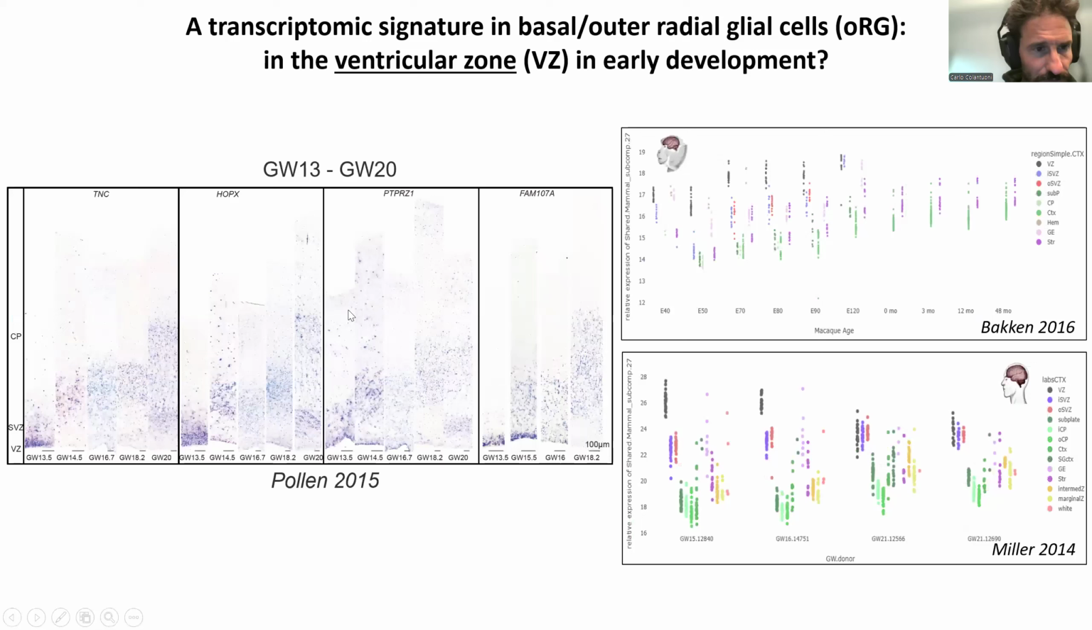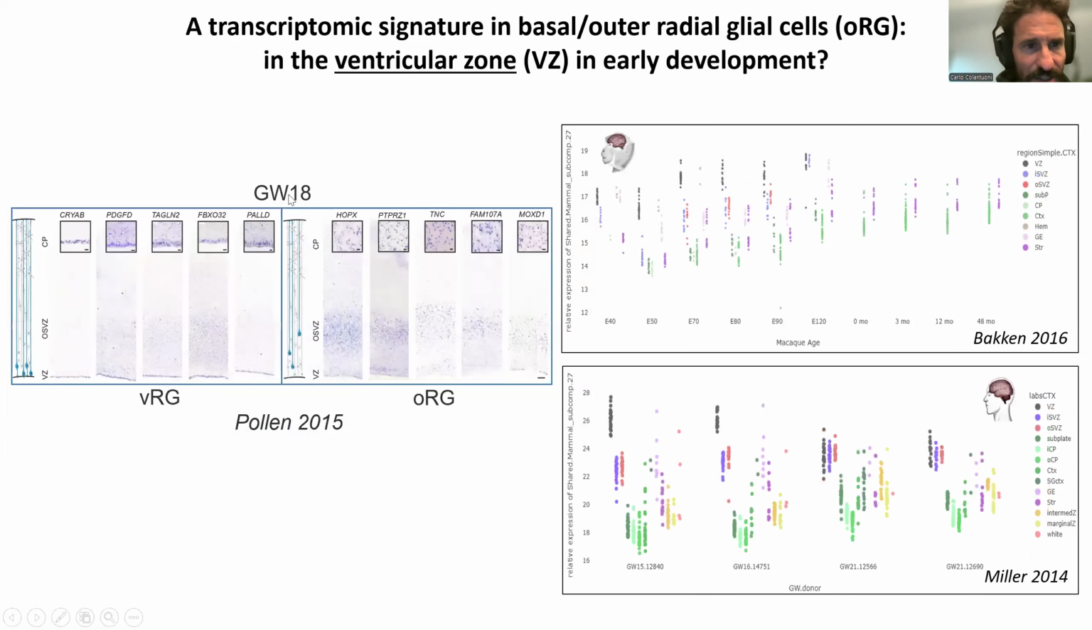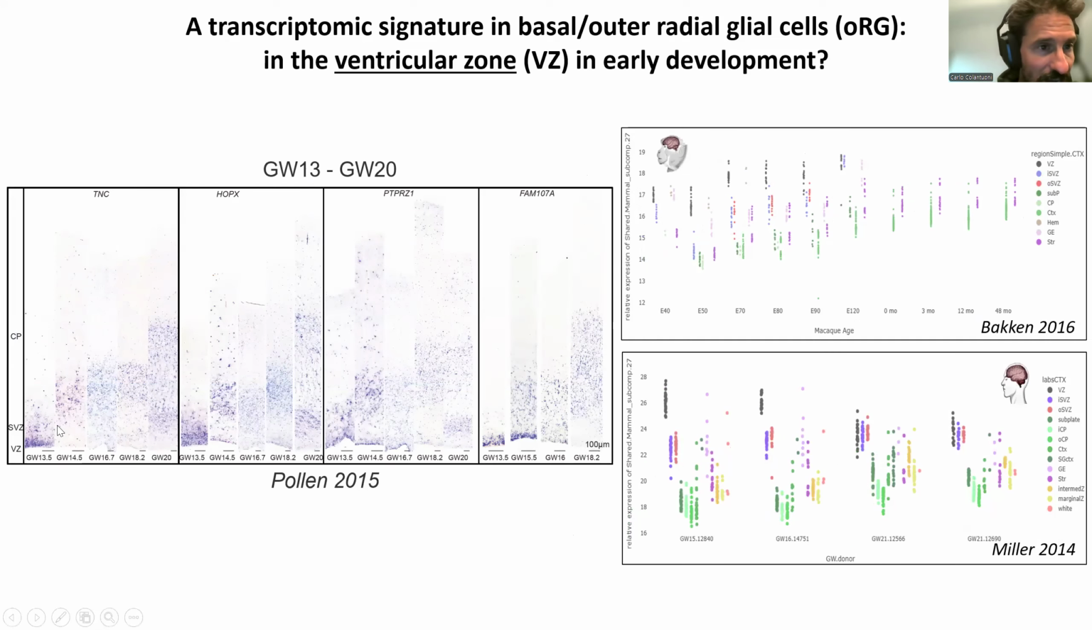So here is another view of things, but now with some expanded time from Alex's deeper figures in this paper. What he noticed is even though here at GW18 all of these genes are in fact markers of the outer cells in the outer subventricular zone, if you look back in time, this is 4 of those genes, and along the bottom we're going from about gestational week 13 to 20.